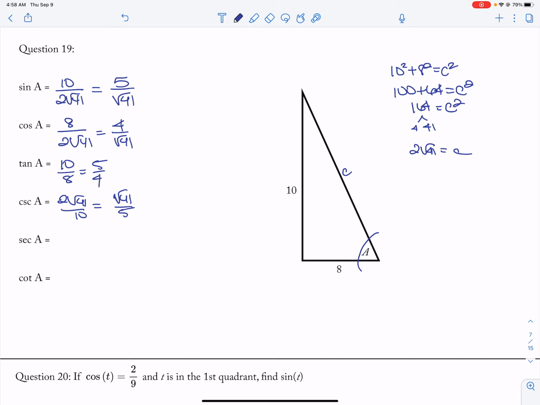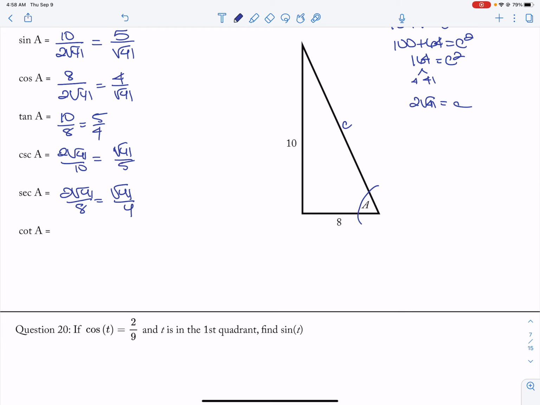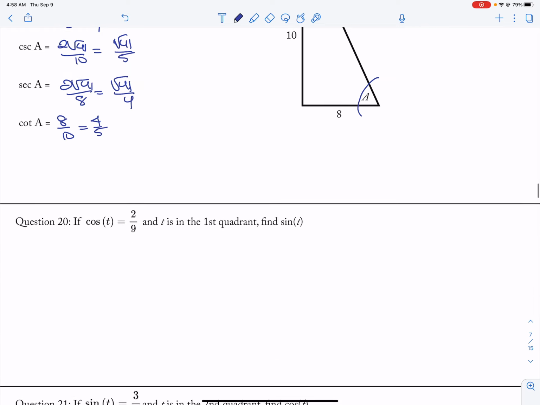And then secant is 2 root 41 over 8, which is root 41 over 4. And then cotangent is 8 over 10, which is the same thing as 4 over 5.